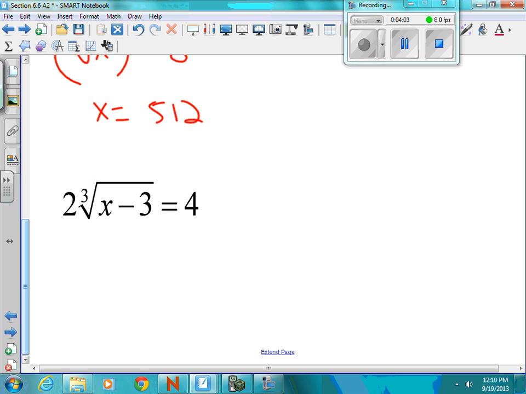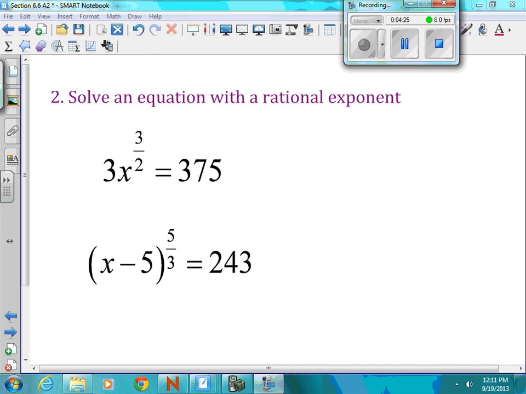Down here, this last one, we'll skip this one, but what will we do to start this equation? Just to get it started, and you can finish this one on your own. You would have to divide both sides by 2, because 2 is multiplying the cube root of x minus 3. And then we can cube both sides and go on. So I'll leave that one for you guys to try.